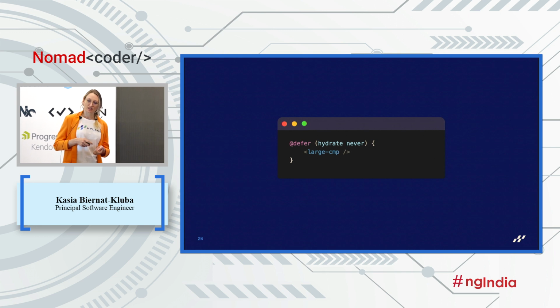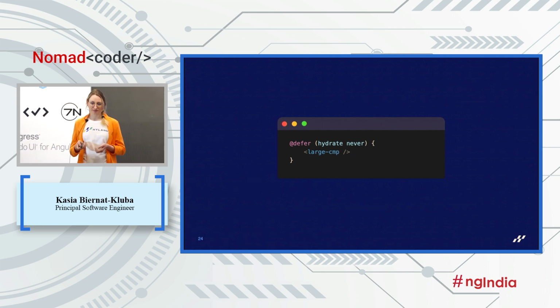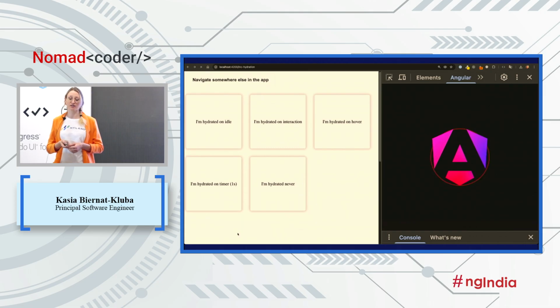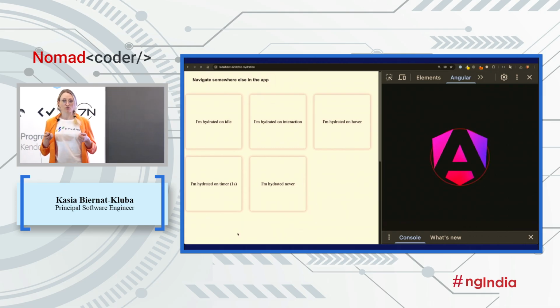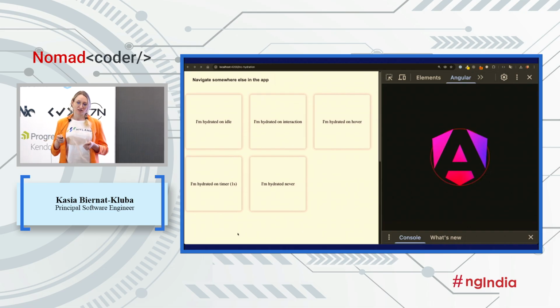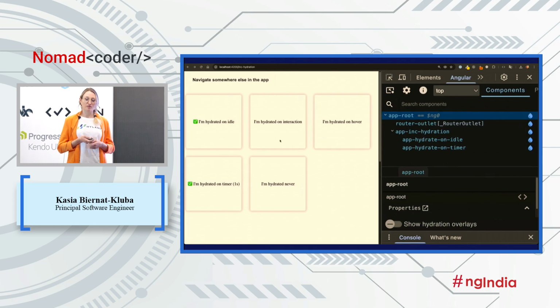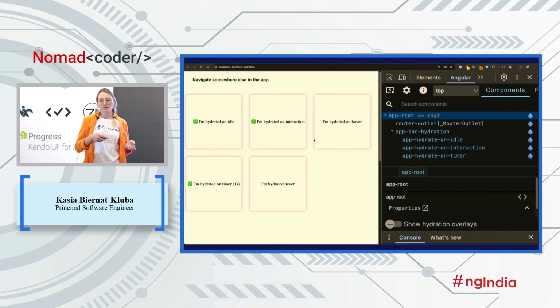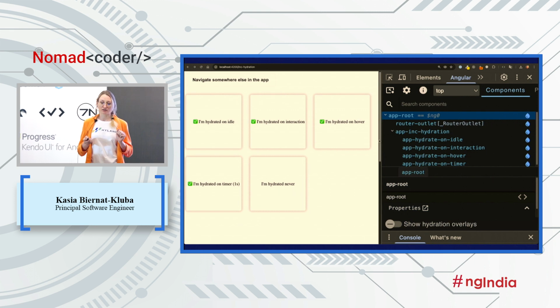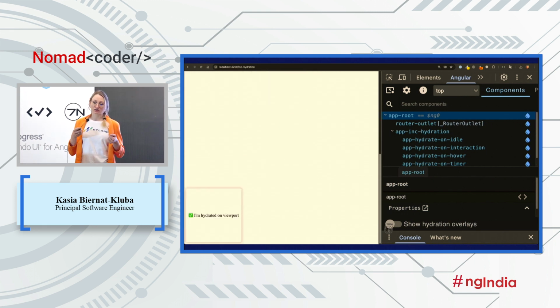So let's see this in action to understand why we might need this. For a sample, I created a very simple application. It's of course rendered on the server, and each of these tiles is wrapped in a different defer hydrate block. There is one that will be hydrated on idle, but also one that will be hydrated on interaction, and so on. If I enter my application, I can see that some of our tiles are already hydrated. There is one that's hydrated only on interaction and on hover. And when I scroll down, there is one hidden block that got hydrated only once it appeared in the viewport.